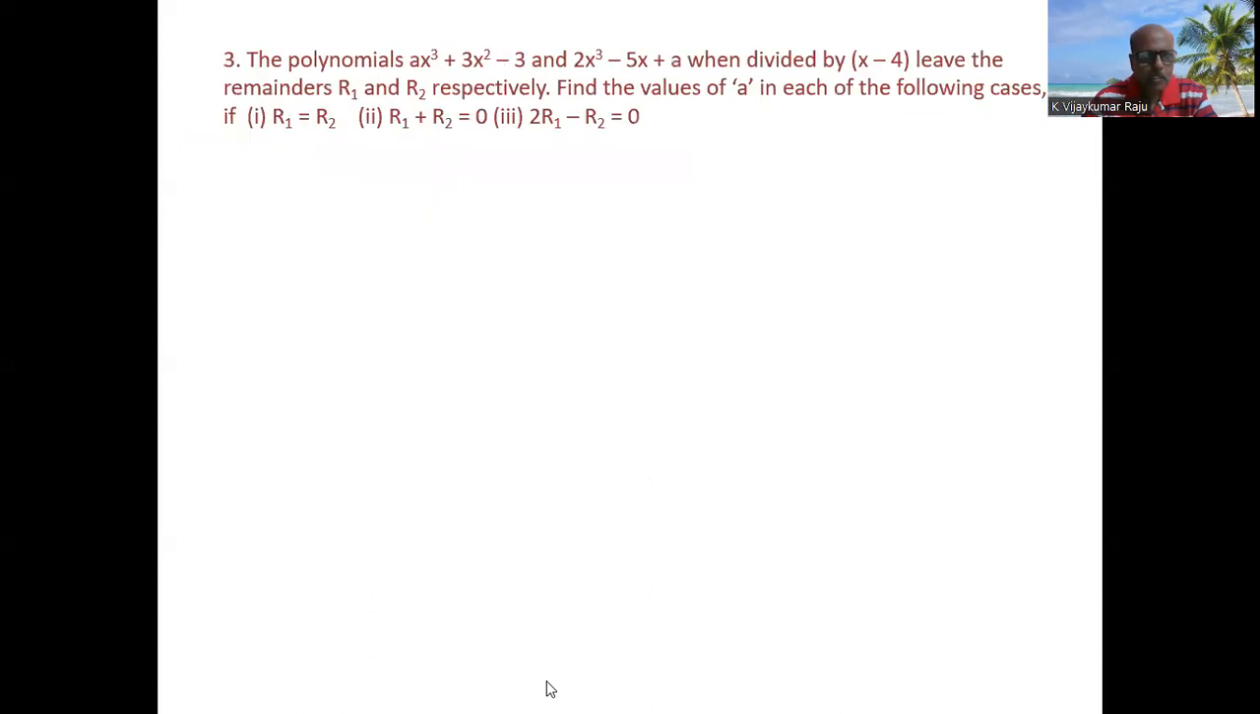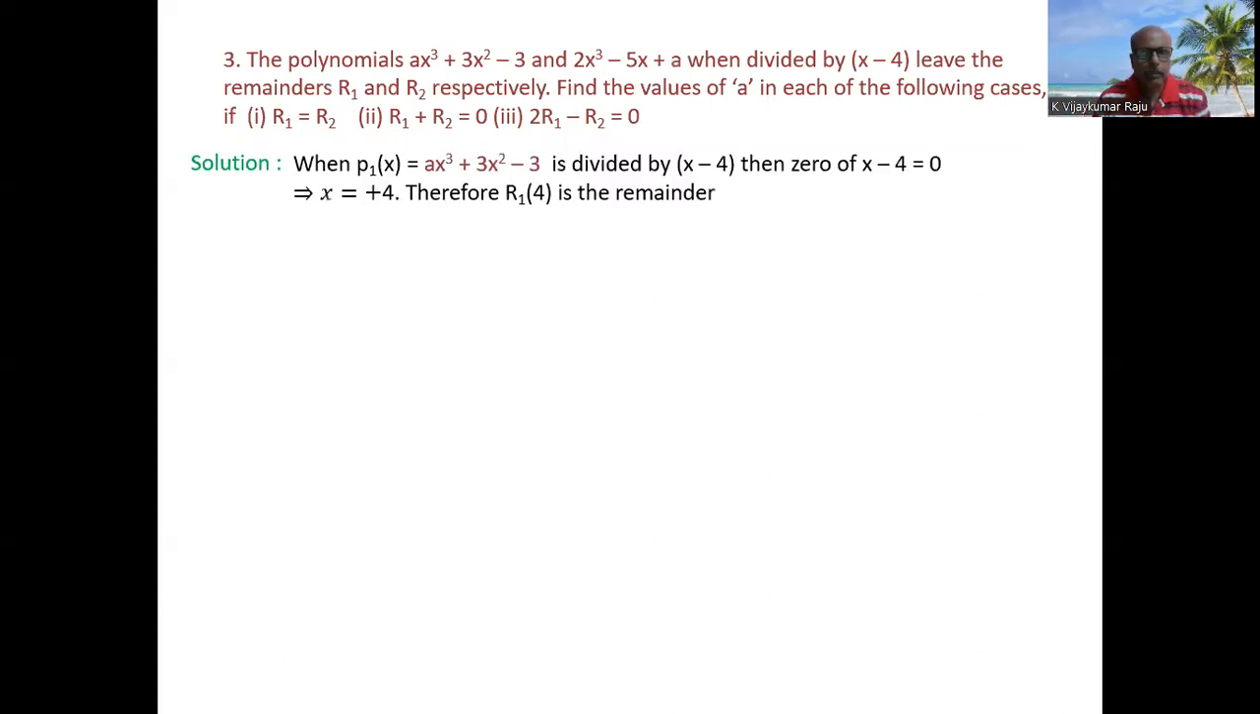Next. This is a polynomial and this is the second polynomial. They are divided by x − 4 and leave the remainders R1 and R2. When you divide the first by x − 4, you get remainder R1. When you divide the second polynomial by x − 4, you get the second remainder R2. The same way as we have done previously, this is just slightly different. So x − 4 is the dividing factor. That means x is equal to +4. Therefore, R1(4) is the remainder. So let's calculate R1(4).